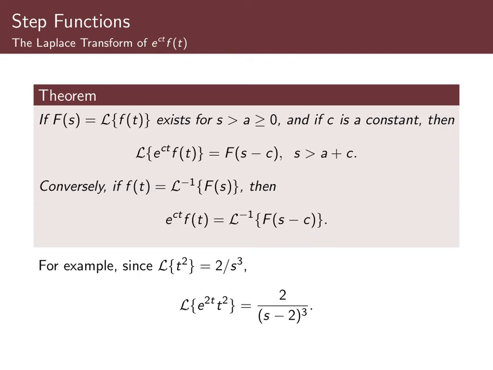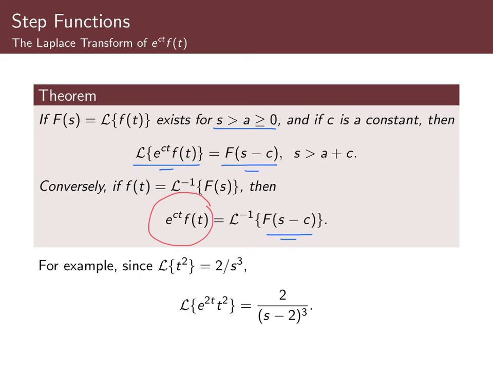Another theorem says that if we know the Laplace transform of f exists for s greater than a, and if c is a constant, then taking the Laplace transform of e to the ct times f is going to give us the Laplace transform of f, but shifted to the right c units in the complex frequency space. And conversely, if we want to take the inverse Laplace transform of the Laplace transform of f shifted over c units to the right in the complex frequency space, we end up with, in the time domain, f multiplied by some sort of surplus factor e to the ct.